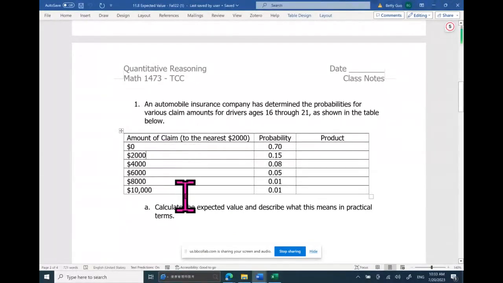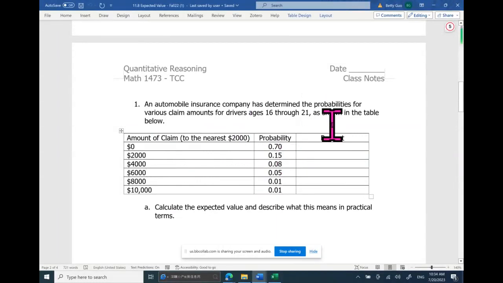Or some customers may claim $2,000, right? Have a car accident, but not very serious. Or $4,000, or $6,000, or $8,000, or maximum $10,000. Probably $10,000 is the cap of the policy. And so in the first column, we have all the possible amounts of claim listed here. And the second column is their corresponding probabilities.